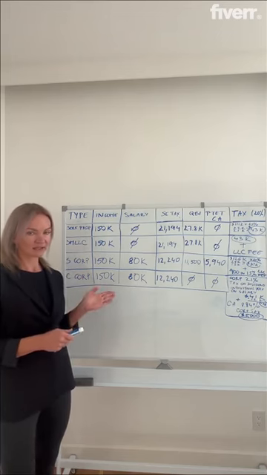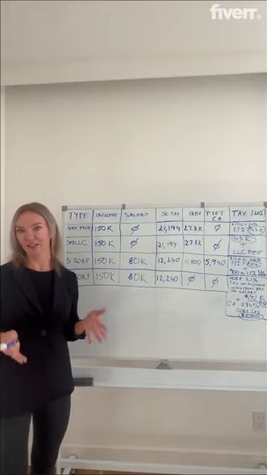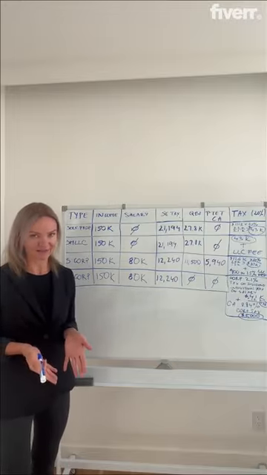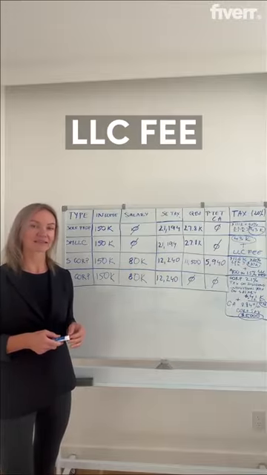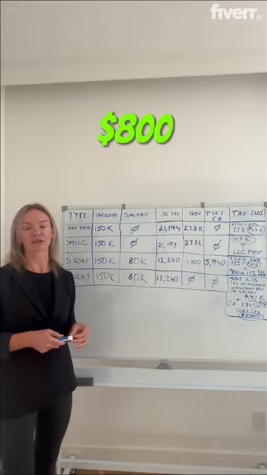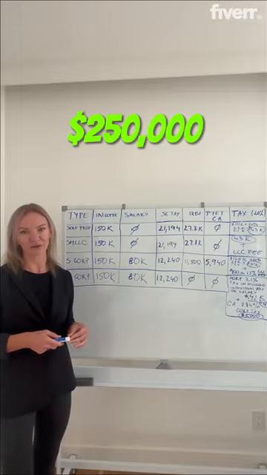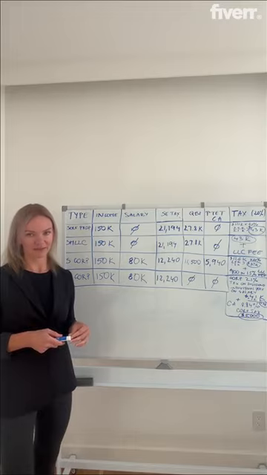When it's an LLC and you established an LLC because you needed it for liability protection, not because you wanted to save on taxes, you are paying an additional LLC fee to some states. In California, it's $800. And then also there is a gross receipts tax. If your revenue is $250,000 or more, you'll pay an additional tax to the state.